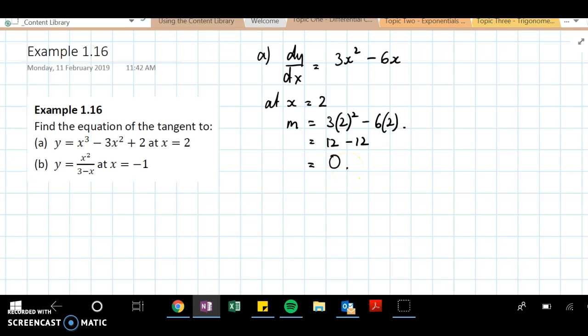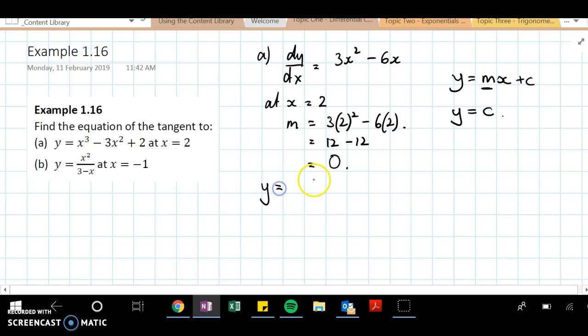Now, once we've found the gradient, we are attempting to find the equation of that line. We now know that the gradient here is 0, so we're just finding a constant, which we can do by substituting the original x value of 2 into the original equation. So y is now equal to 2 cubed, take 3 lots of 2 squared, plus 2, 8, take 12, plus 2, which is negative 2.